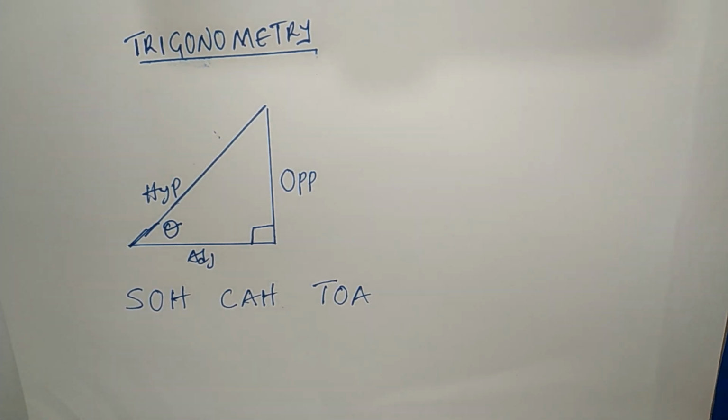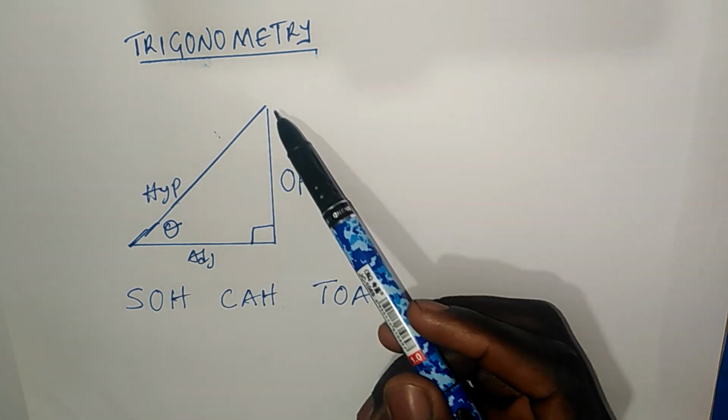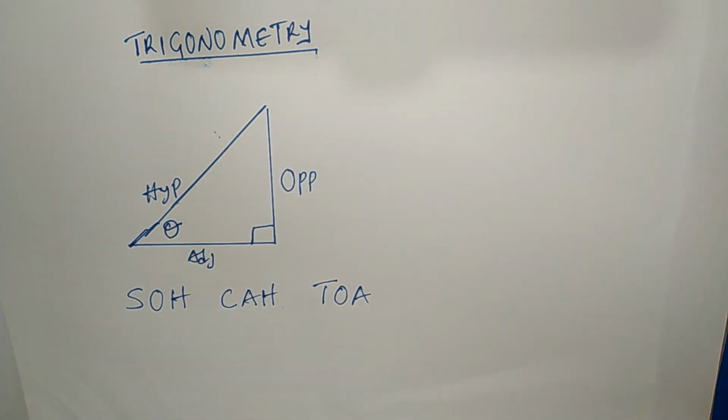In today's video, we're going to be talking about trigonometrics. Now, when you talk of trigonometrics of triangles, you have the word SOH CAH TOA. For example, SOH stands for opposite over hypotenuse, hypotenuse being the longest side in the triangle. For the CAH, we have adjacent over hypotenuse. And for the TOA, we have opposite over adjacent.